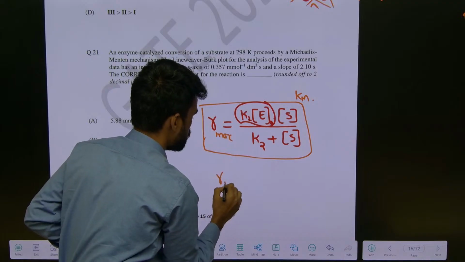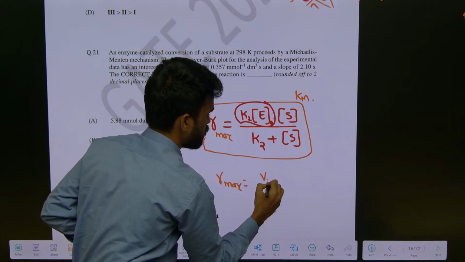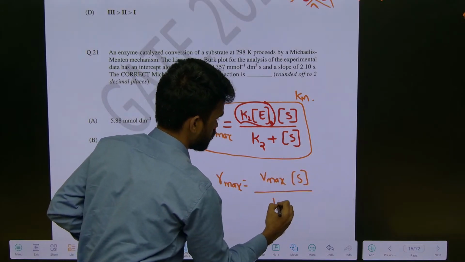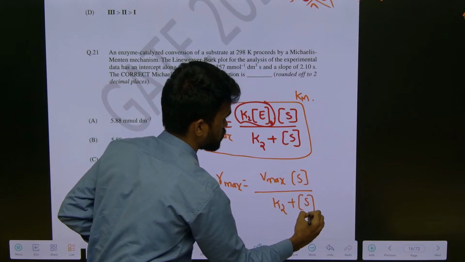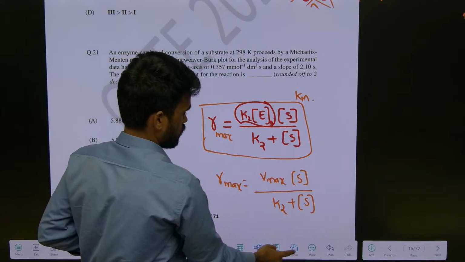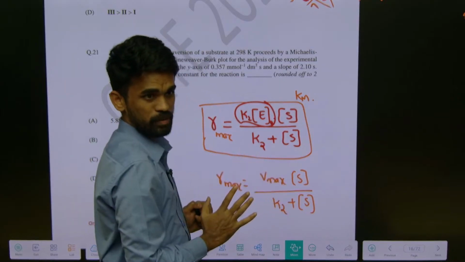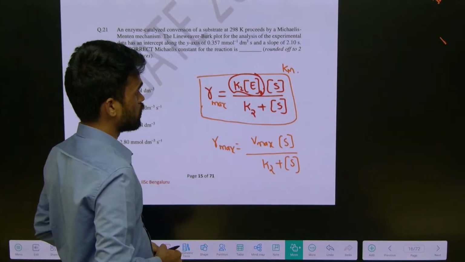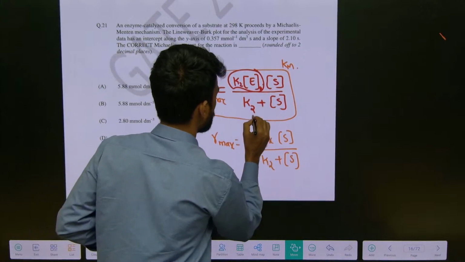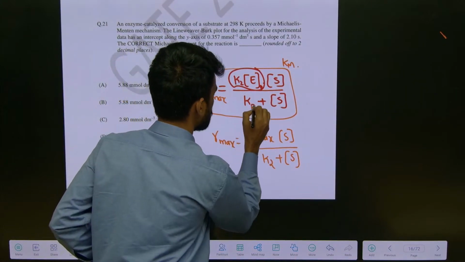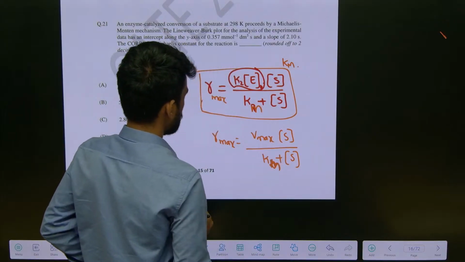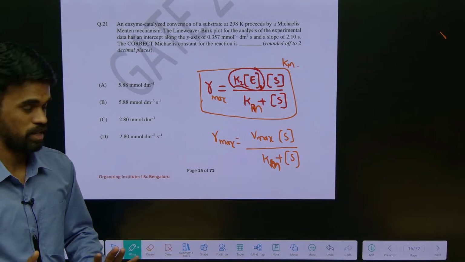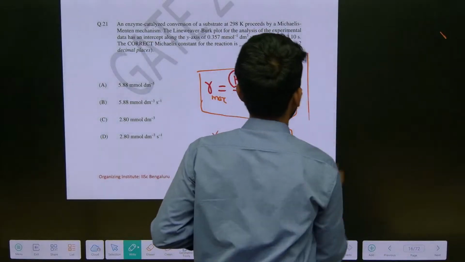So I can say R max is equal to V max into substrate by K2 plus concentration of substrate, I am writing. This together I am taking as V max. Even if you don't take it like that, we will get the answer, but I just added an extra point there. This is not K2, this is Km in the denominator. Different people represent it in different ways, so I am representing it in this way.